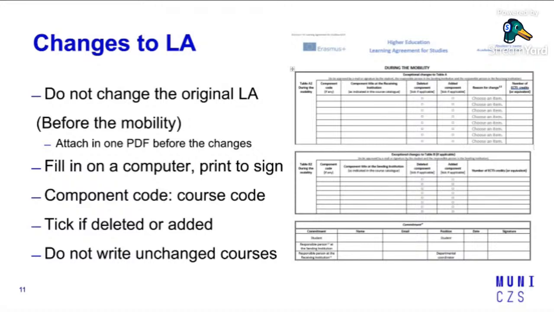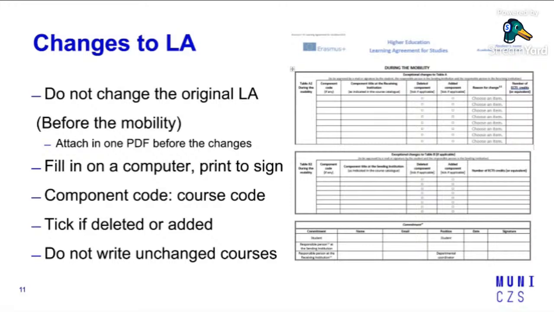Also, do not forget to tick whether you have added or deleted the course. This is an important part. You must make changes even if the course has changed just the component code or if the number of credits has changed. Fill in the reason for change. A list of reasons you can find usually on the last page of the document. Do not write unchanged courses. You will fill in the courses that you added or deleted only.